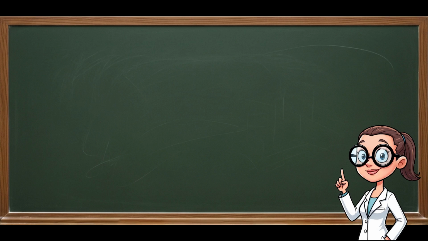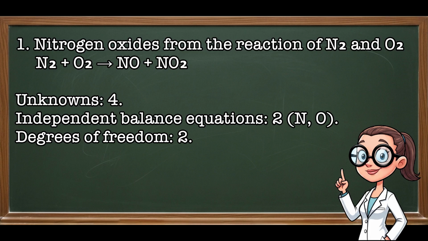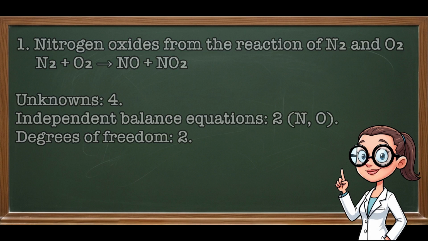1. Nitrogen oxides from the reaction of N2 and O2. N2 plus O2 gives NO and NO2. Unknowns, 4. Independent balances, 2. Degrees of freedom, 2. Here, infinitely many integer balanced equations exist. Different mixes of NO and NO2 are consistent.